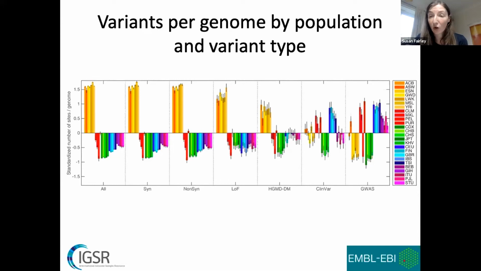So we've got all variation in the leftmost panel. We've got synonymous variation, where a base has changed but we wouldn't expect it to have any effect because it's a synonymous change. We've got non-synonymous changes, where we think this would then continue to have an effect, loss of function and so on.